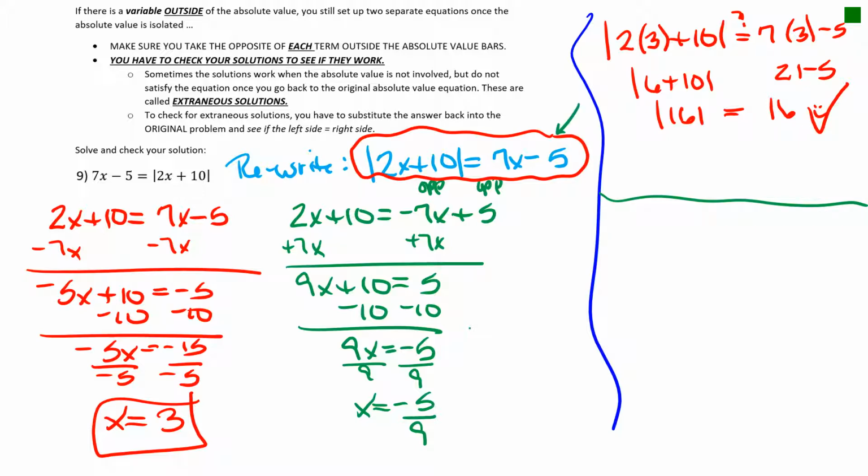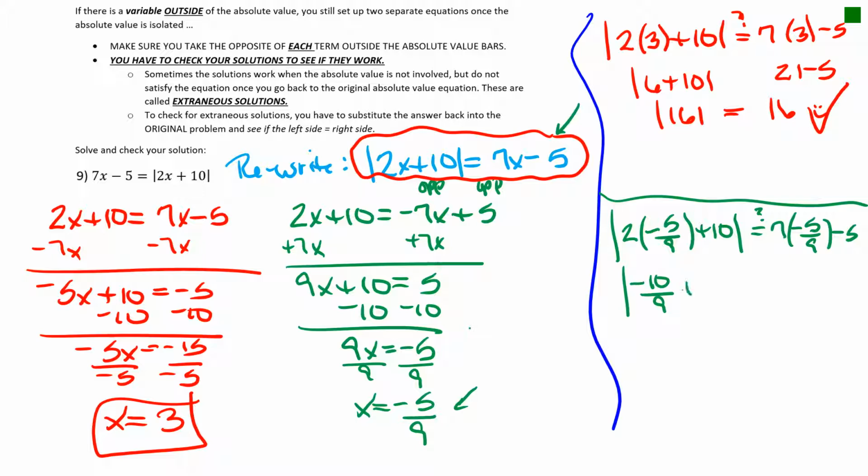All right, let's do the second one again. I'm going from here, but I'm letting x be negative 5/9. 2 times negative 5/9 plus 10, all in the absolute value sign. Does that equal 7 times negative 5/9 minus 5? That's our question. So over here, I have the absolute value of negative 10/9 plus 10. That's the absolute value of negative 10/9 plus 90/9. That is the absolute value of 80/9.